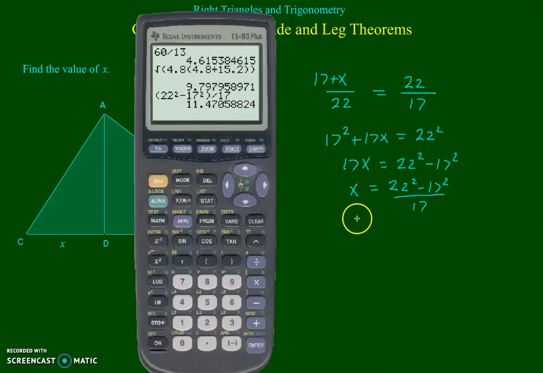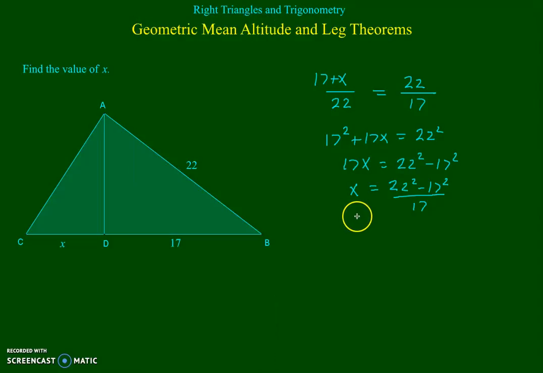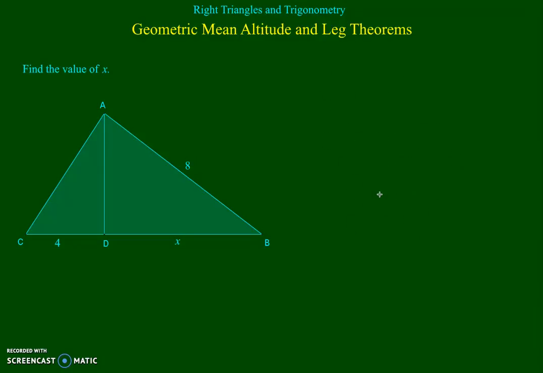And there's no exact value for this one. So x is approximately equal to 11.5. Let's go ahead and do one more example just to make sure we've got this locked in. In this problem, we have a very similar situation, but it's going to be different from a solution standpoint.